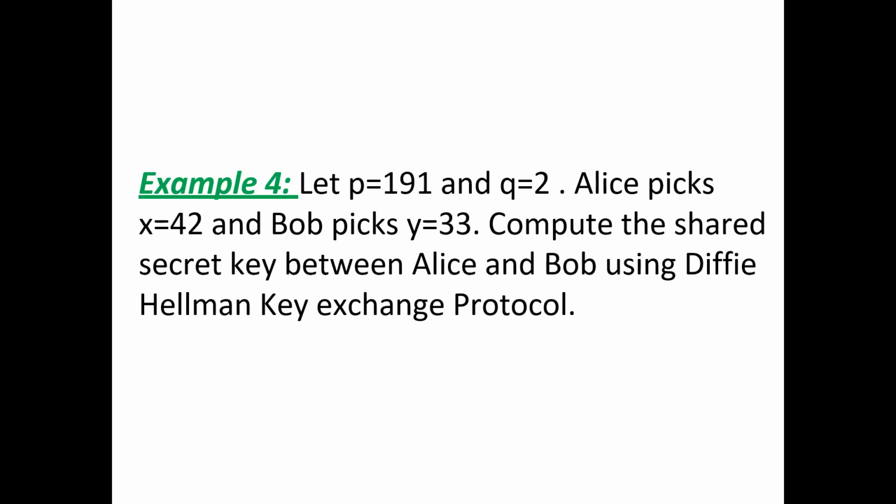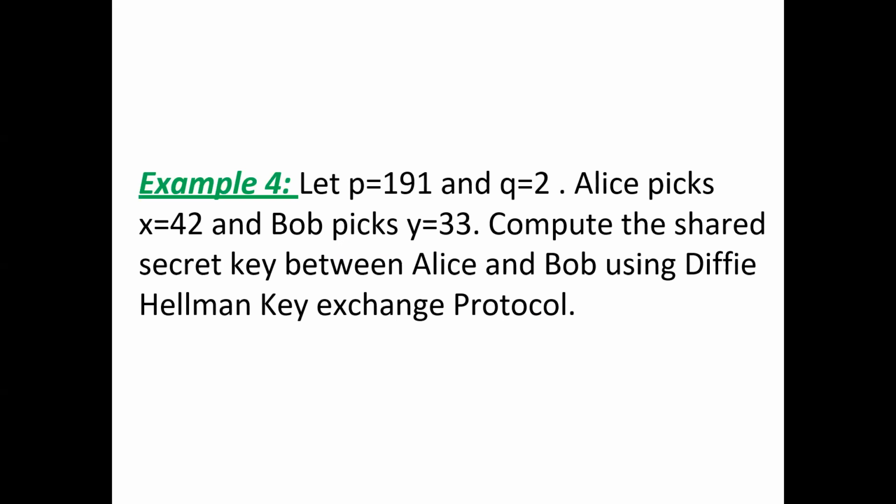First, understand the problem statement and try to read out the given values. Let P equal 191. P is nothing but the modulus value. P is given here as 191 and G is 2. Alice picks X equal to 42 and Bob picks Y equal to 33. Here Alice is the sender and Bob is the receiver.